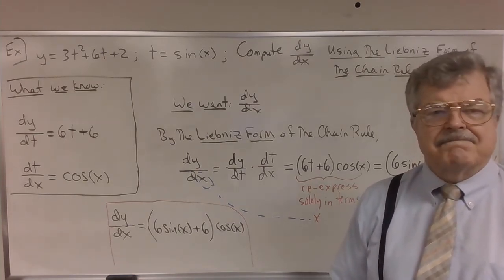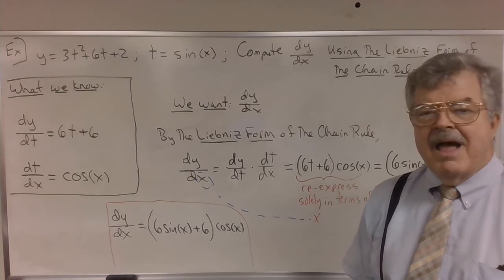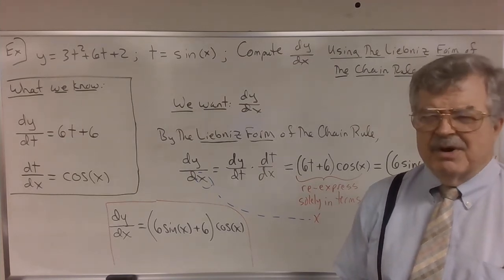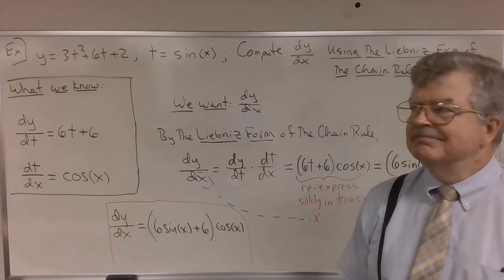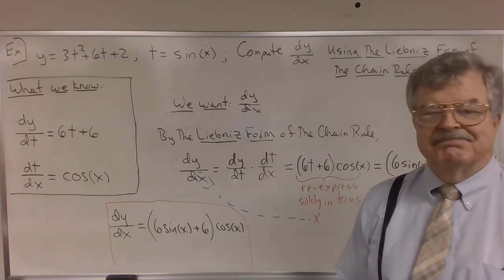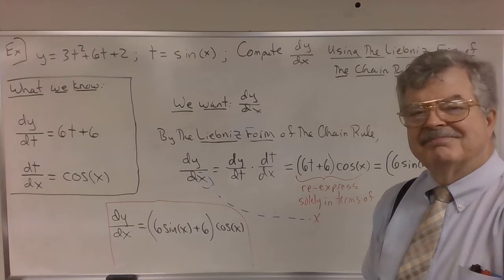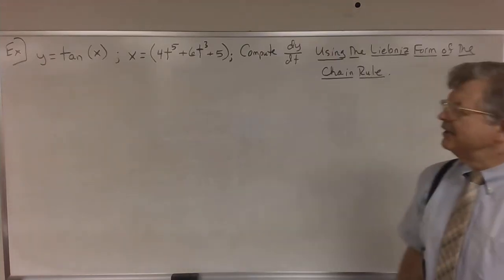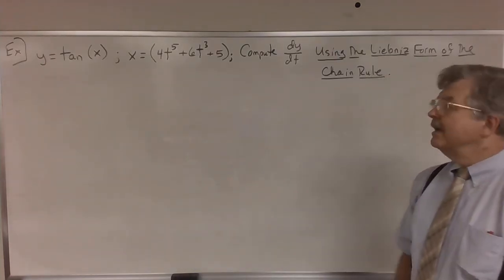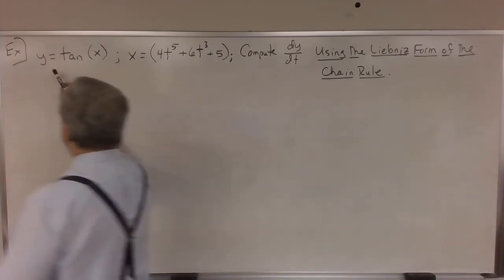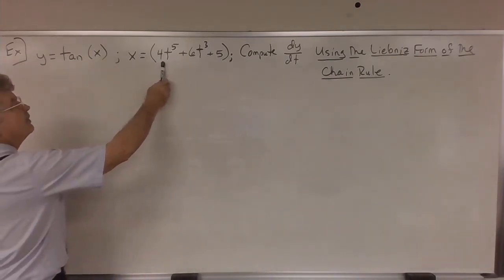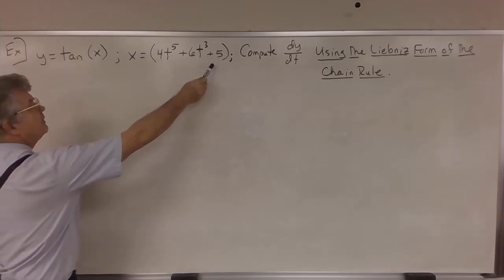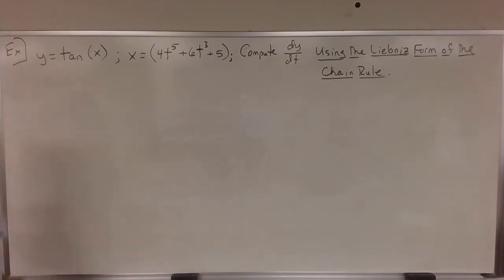Well, you know what? I think we ought to do at least one more, maybe two. Here's a good one. y equals tangent of x, and x equals 4t to the fifth plus 6t cubed plus 5.